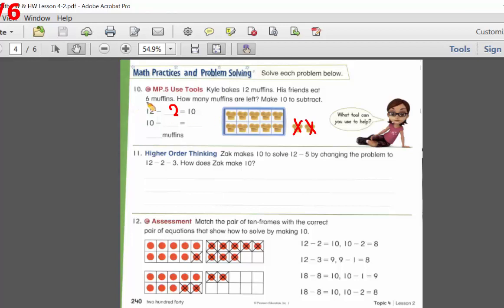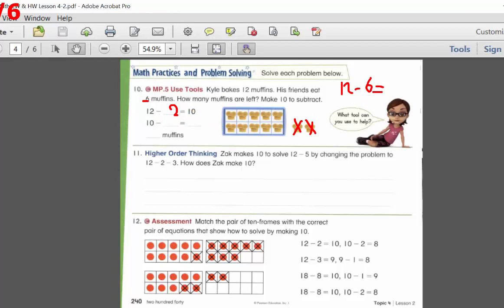Don't forget, his friends ate 6. He had 12. His friends ate how many muffins? They ate 6. I know that one of you will say, okay, Miss Iman, I know 12 minus 6 doubles, so I know the answer is 6. Yes, you are correct. But we want to make 10 to answer the subtraction equation. So what we will do now, 12 minus 2 equals 10, but we want 6.